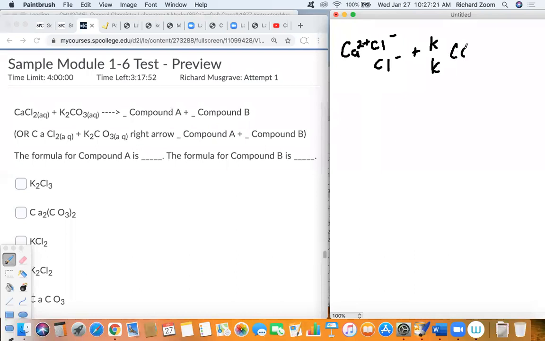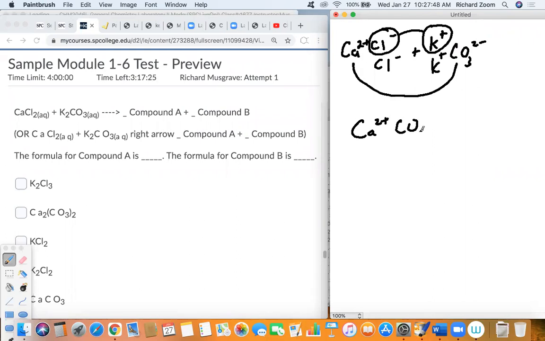And K2CO3, CO3 is -2, K is 1 plus. Any questions? So what's going to join with what? Well, the Ca will join with the CO3 2 minus. The Cl minus will join with the K plus. So I'll end up getting Ca2 plus and CO3 2 minus, which will form CaCO3, and K plus and Cl minus, which forms KCl. So those are my compounds A and B.